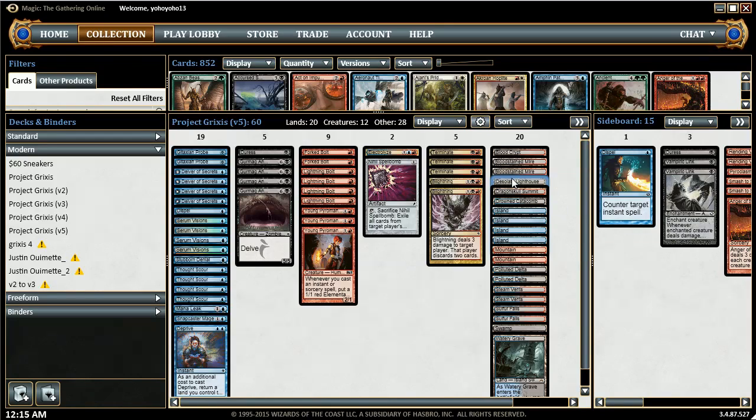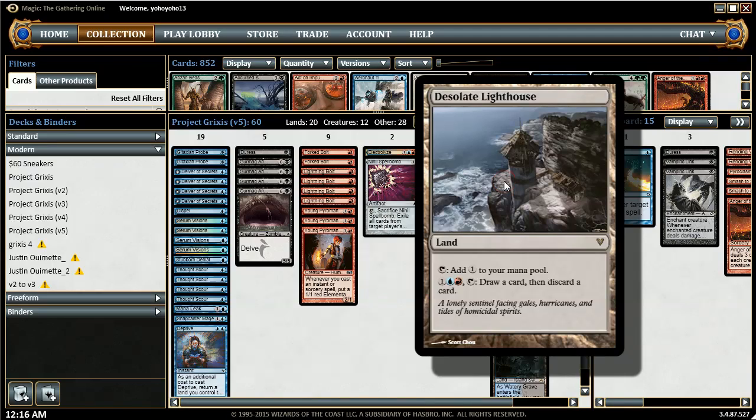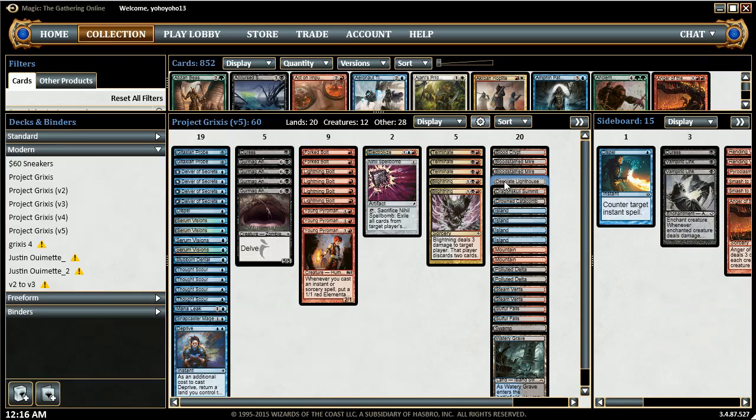So the Desolate Lighthouse, a land in general, is not good later in the game. With three lands on the board, we're pretty much running okay. And with five or six at the most, we have no problems casting anything. We usually sort of peter out in terms of cards in hand. We're casting cards as soon as we get them. So any lands that we might draw can be looted, and it helps. I don't think it'll make a final version of the deck, but for right now, it's serving a purpose.